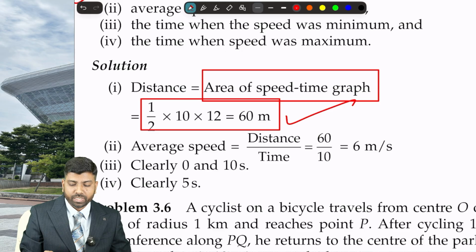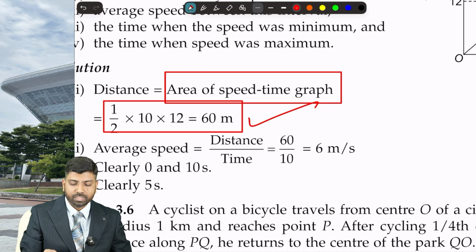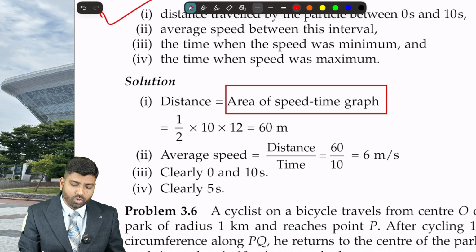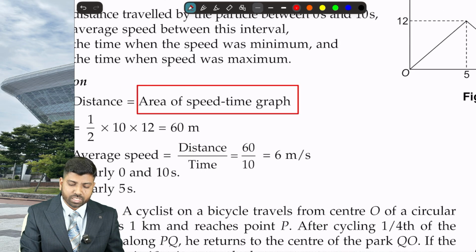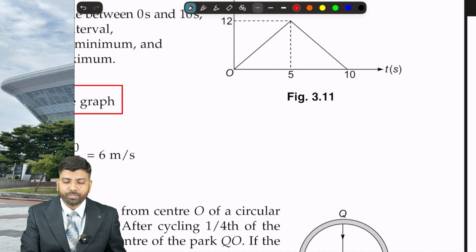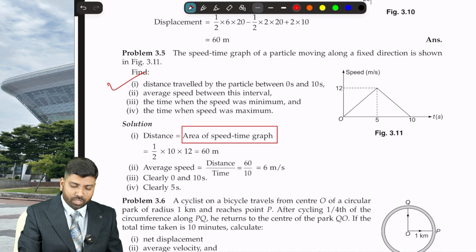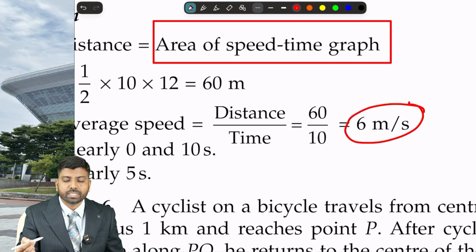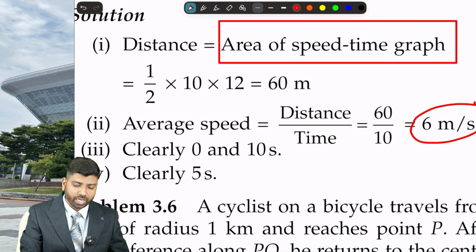Then the average speed is the total distance upon the total time, right? So if you see here, what is the total distance? It is your 60 meter. And what is the total time? So it is your 10 second. So then after putting all these values, we got its average speed is 6 meter per second.